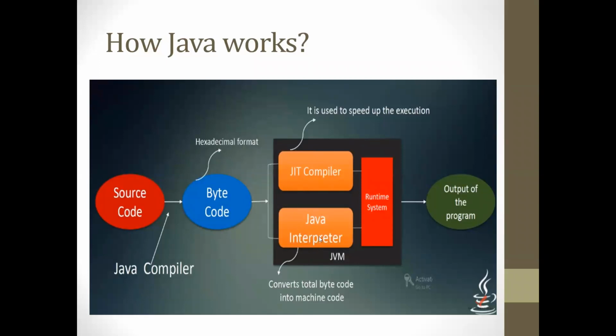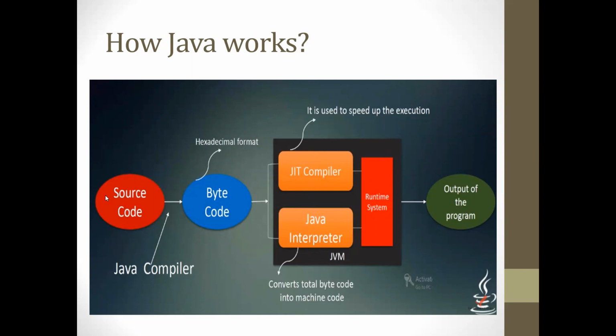Java interpreter means it will fetch the code one line, translate, and transfer to the system. Fetch another line, translate, send for output. Take another, translate, send to another. JIT means just-in-time compiler, to speed up the execution. In this way, Java works.